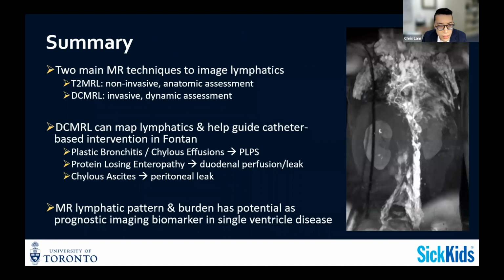So that's basically the talk. In summary, there are 2 main MRI techniques to image lymphatics. There's T2-MRL, which is non-invasive and provides anatomic assessment. And then there's dynamic contrast enhanced MRL, which is invasive and provides dynamic assessment. The DC-MRL can help map the lymphatics and help guide catheter-based intervention in Fontan. In plastic bronchitis or chylous effusions, this manifests as retrograde flow to the lungs. In protein-losing enteropathy, you'll usually see duodenal perfusion or leak, and in chylous ascites, you'll see peritoneal leak.